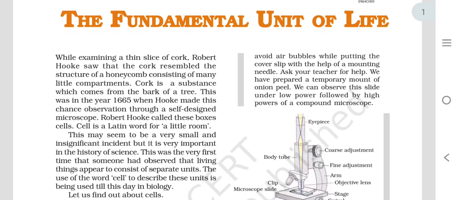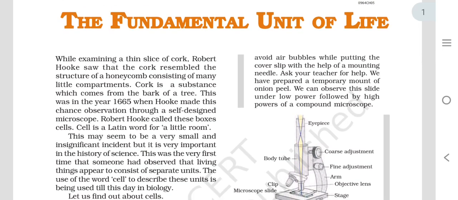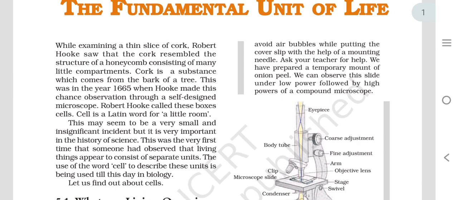Okay, so now while examining a thin slice of cork, Robert Hooke saw that cork resembled the structure of a honeycomb consisting of many little compartments. So, here in this line, it means that Robert Hooke saw that the cork resembled the structure of a honeycomb. Robert Hooke is the scientist who first discovered the cell, in which the cork had the structure of a honeycomb consisting of many little compartments.